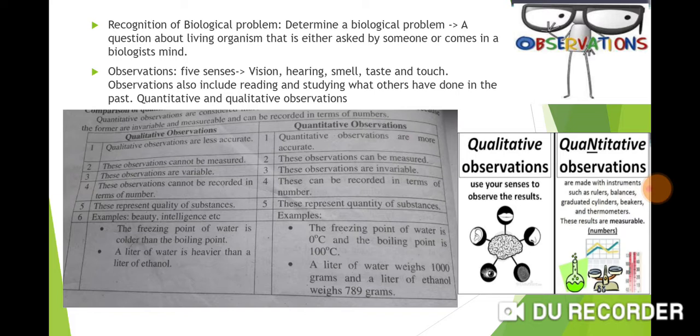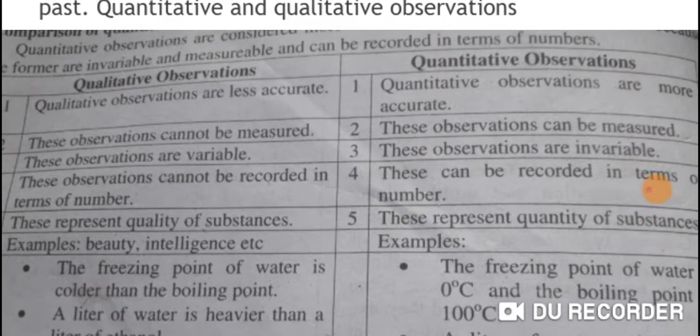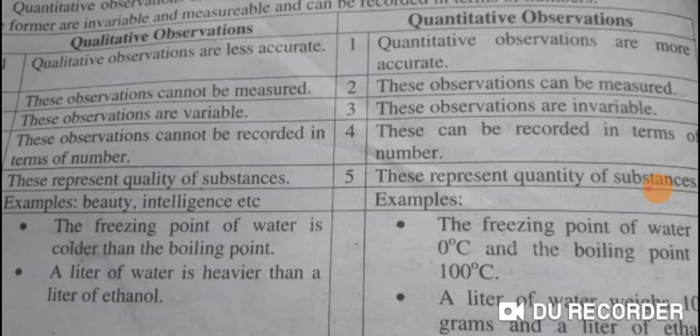So the qualitative observation uses our senses, whereas the quantitative observations use particular instruments. So according to your notes, qualitative observations are less accurate, whereas quantitative are more authentic. Qualitative cannot be measured, whereas quantitative can be measured. Qualitative cannot be recorded in terms of numbers and figures, but quantitative can be recorded in terms of numbers.